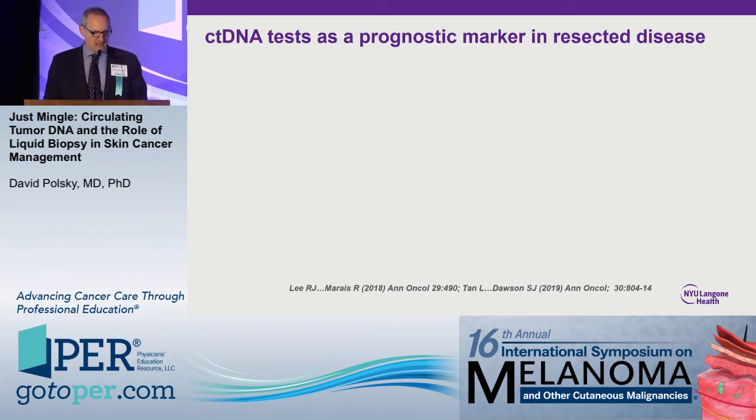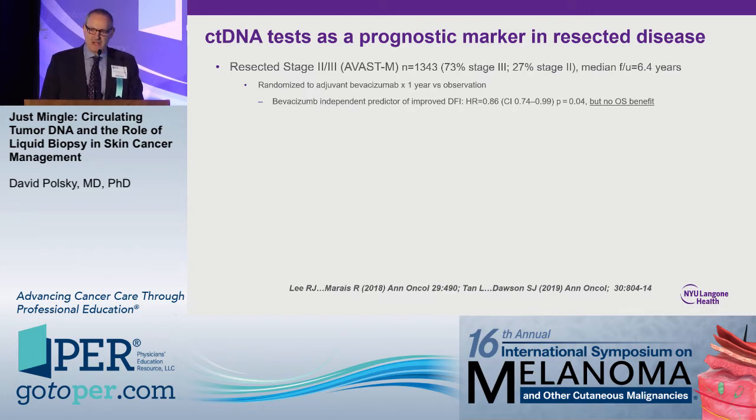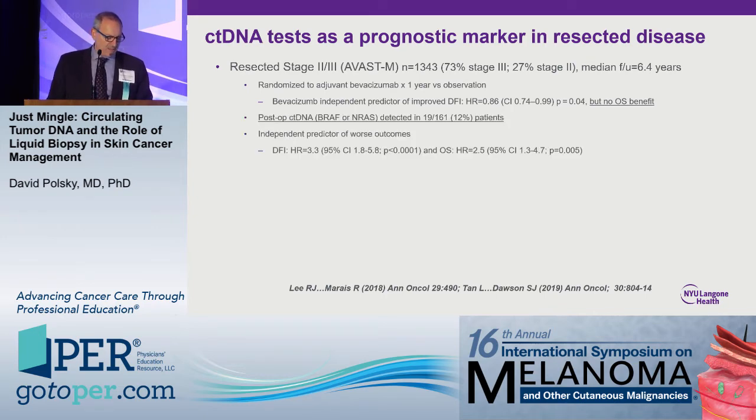Now, what about as a prognostic marker in resected disease? You may remember the AVAST-M trial. It was unfortunately a failed therapeutic trial, but this was resected stage 2 and 3 patients, and they were randomized to bevacizumab for a year versus observation. Bevacizumab had marginal benefit with disease-free interval, but no OS benefit.